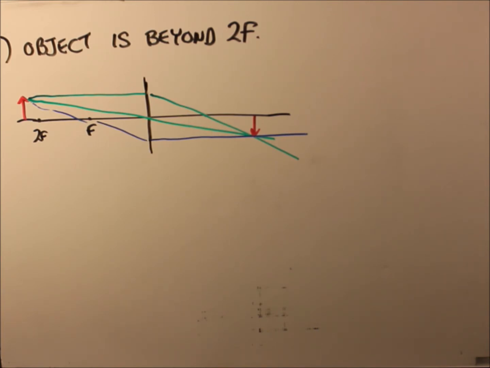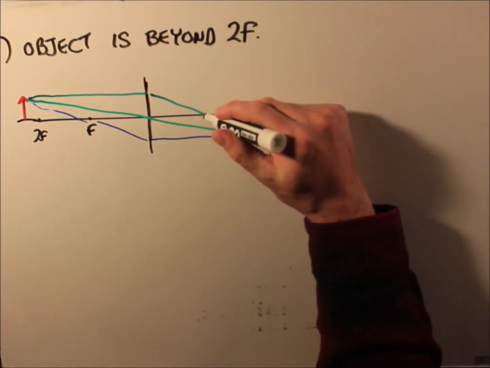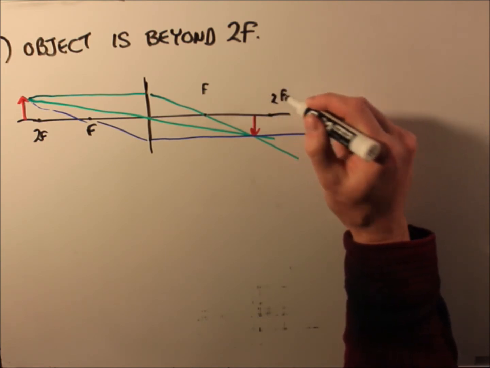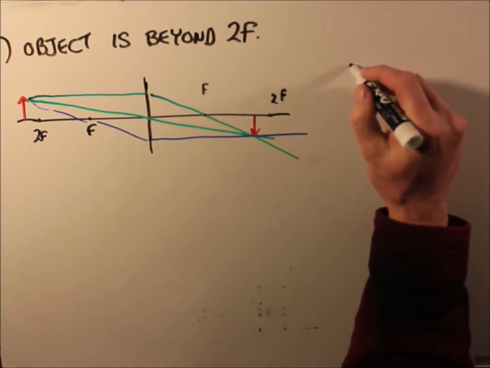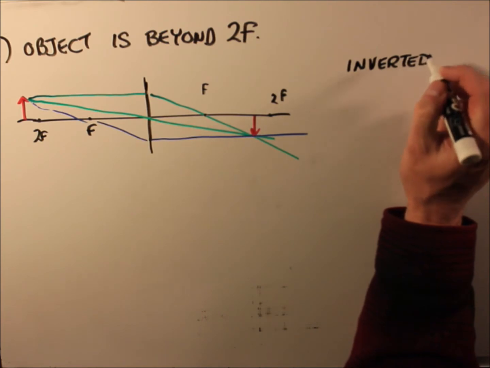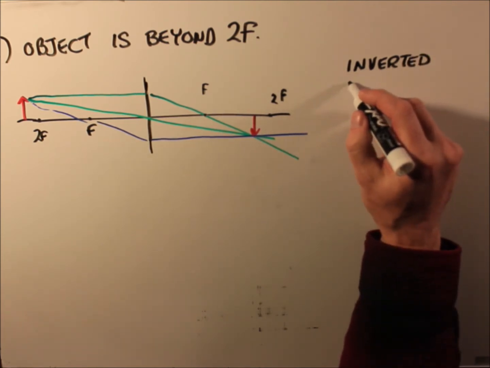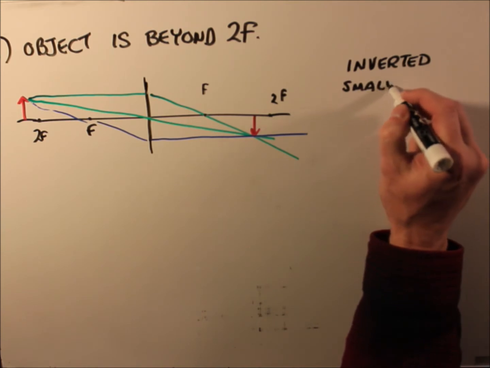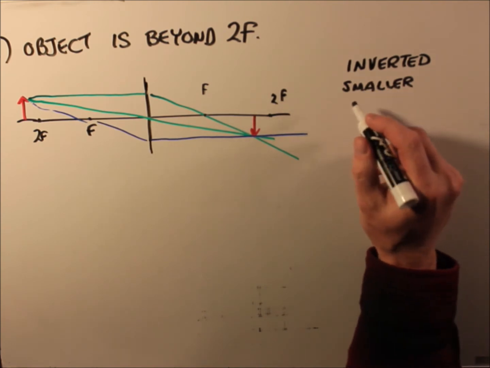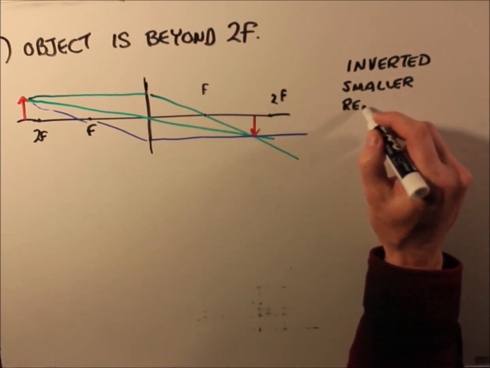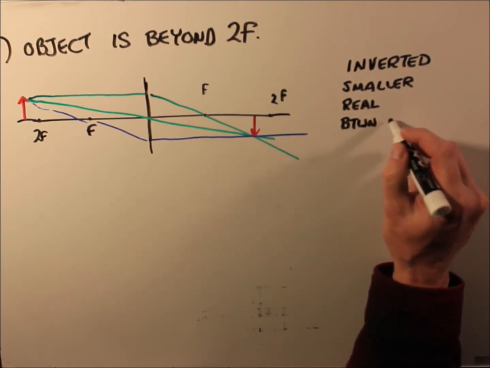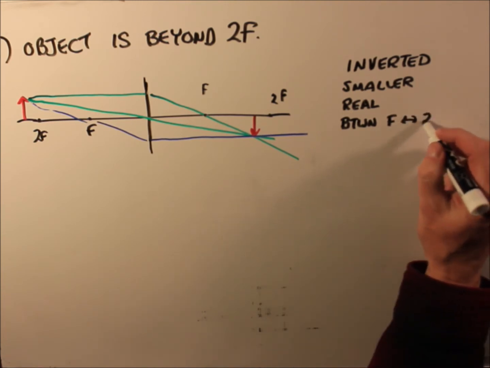Notice, and I didn't draw it yet, but our focus point would be here. This is F. 2F is about here. So this image is inverted. And it's actually smaller. It's harder to see. You can, of course, do all these things to scale with circles and so on. It's projectable, so it's real. And it's between F and 2F.